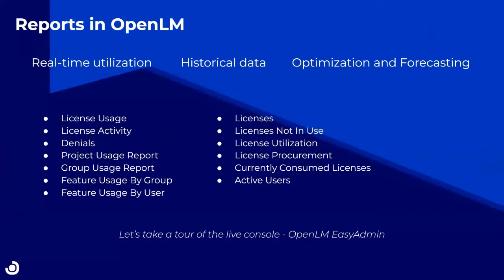These are some of the different reports which you can view in the user interface of OpenLM, like license usage, activity, denial, project usage, group usage, which means you can generate usage reports based on departments, or business units license usage, feature usage per group, feature usage by user, then the license inventory, license not in use, license utilization. There are a lot of different reports which are part of these three categories. So let's take a tour of the live console, which we call OpenLM Easy Admin.